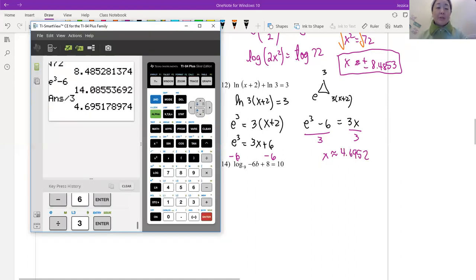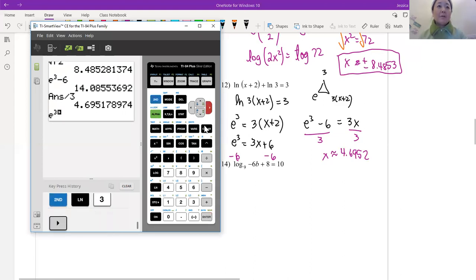Because if you don't do it that way, so if you go e to the 3rd power minus 6 and then divide that by 3, right? On the calculator, it's only going to divide just the 6 by 3. So yeah, you're not going to get the same answer unless you put in parentheses. And I told you I don't want to put in parentheses. I want the minimal number of buttons I need to push.